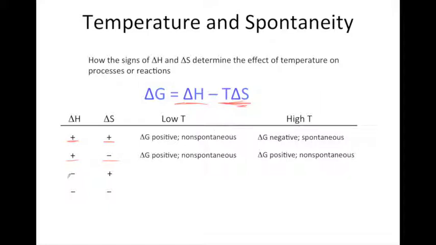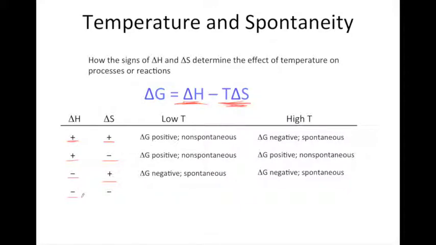Okay. Here we have a negative delta H, a positive delta S. At low temperatures, delta H is going to be the dominant term. A negative delta H means the reaction is more likely to be spontaneous, negative delta G. And at a high temperature, the positive delta S term will be the dominant one. So that tells us, again, the reaction is likely to be spontaneous, a negative delta G. So under these conditions, the reaction will be spontaneous at all temperatures.